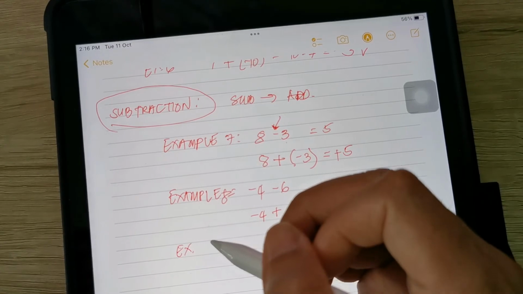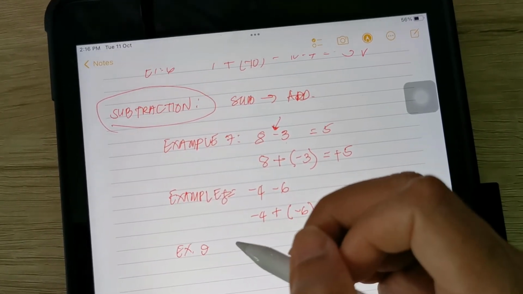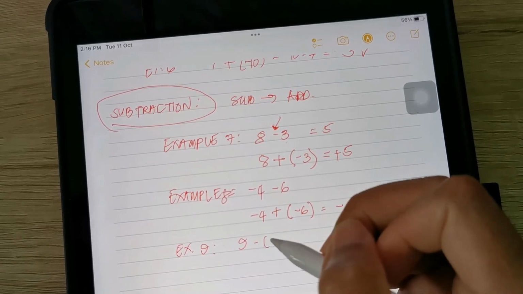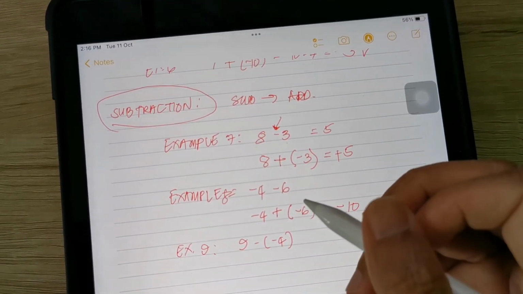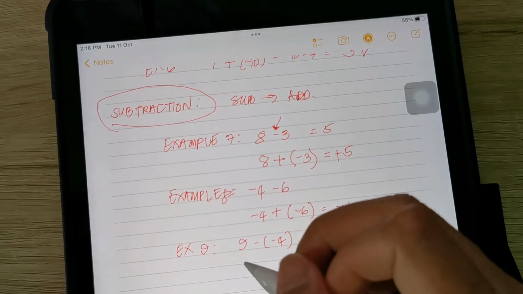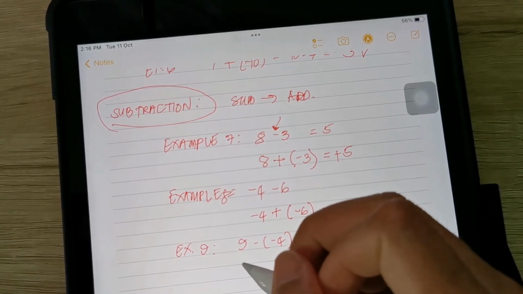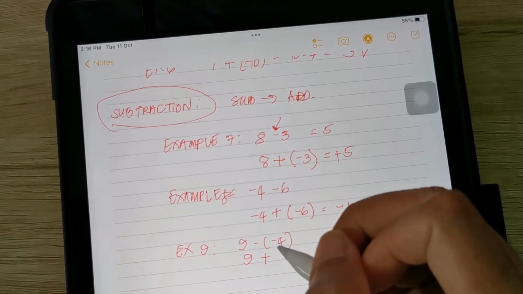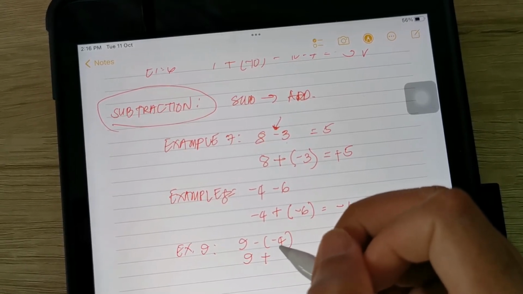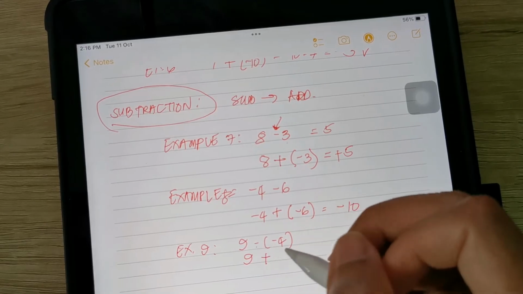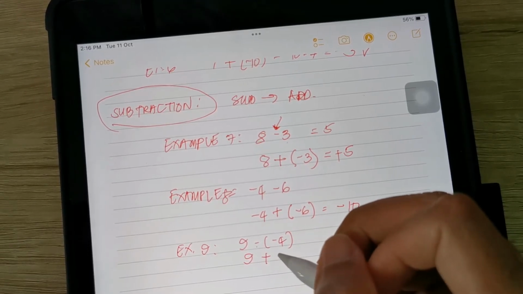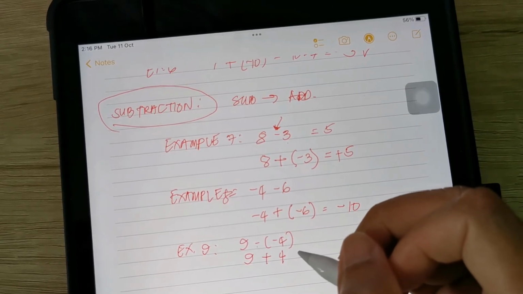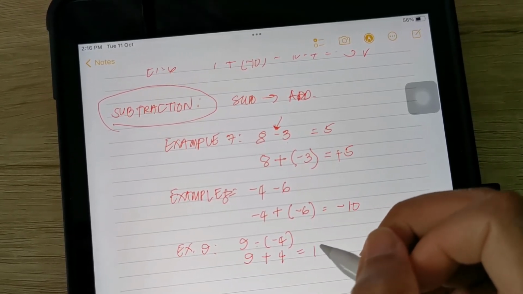Example number 9. 9 minus negative 4. So, ang gagawin natin is 9, proceed to addition, and then change the sign of this number after the subtraction sign. So, from negative 4, magiging 4 na siya, which is equals to 13.